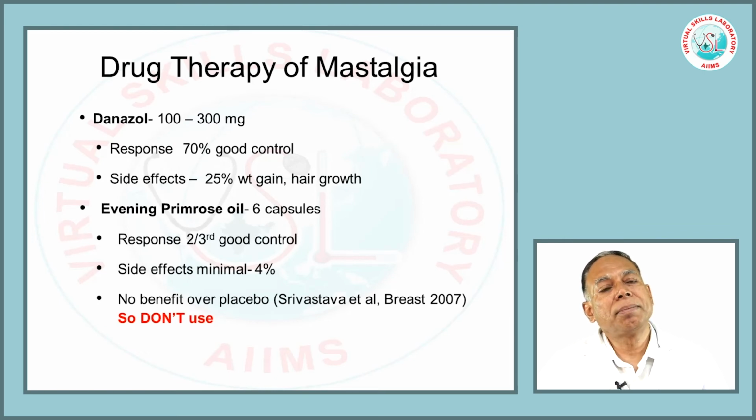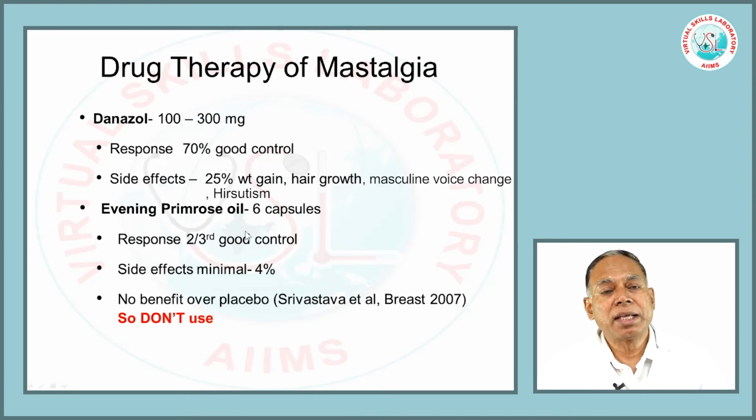Danazol has been used in the past in the dosage shown here, 100 milligram to 300 milligram daily. Response is very good in the range of about 70%. However, it causes severe side effects in the form of weight gain, hair growth, masculine voice change, that is hirsutism like symptoms, and therefore, it is not liked by most girls. Moreover, it can cause significant menstrual irregularities.